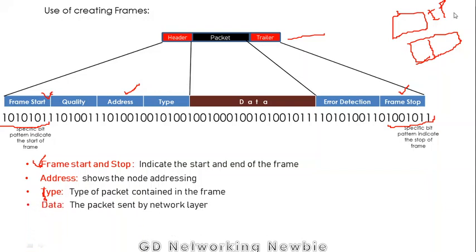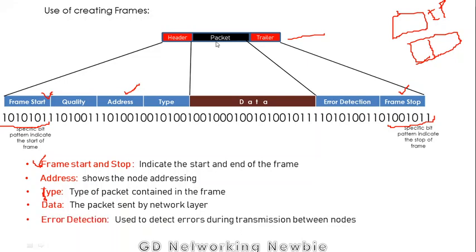And then the data is the packet sent by the network layer. So this part is the data which was given by the network layer to the data link layer. And then we also have an error detection mechanism. We add some extra bits in the frame, and these bits are there to help find out if there are some errors during the transmission. So from one node to another node, if there are some errors, these bits will help to find out those errors. This is the job of error detection.